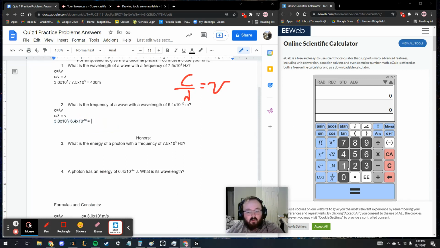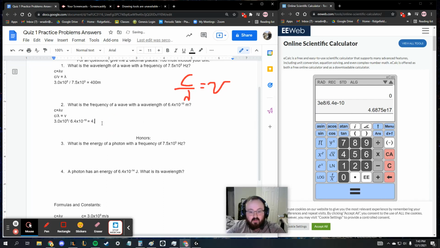We're going to put this into our calculator here. 3e8 divided by 6.4e. Now, there is no negative sign on this online calculator. It's a little bit different than our calculator here. I'm going to show us how you would write this just on this calculator. So on this calculator, you're just going to do subtract 10. So this is saying 6.4 times 10 to the negative 10th. Put this in, and this is going to be your frequency.